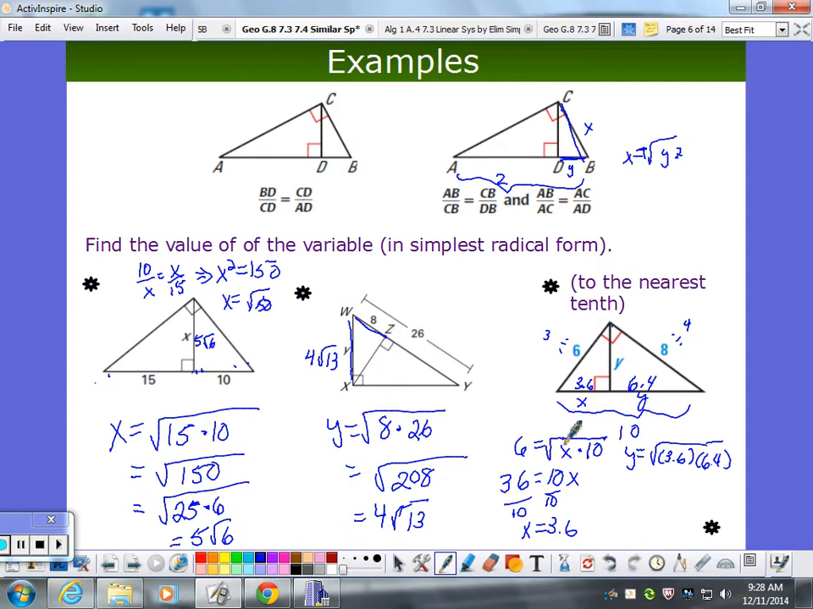I'm using the Pythagorean theorem to solve for y. You can do that, right? See how this is 3.6 and this is 6? This squared plus that squared is that squared. You can totally do that as well. Let's see if we get the same thing.